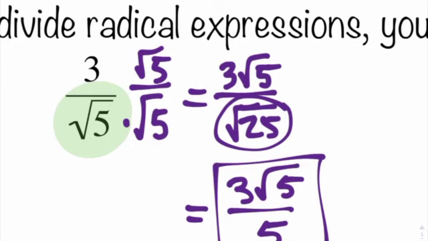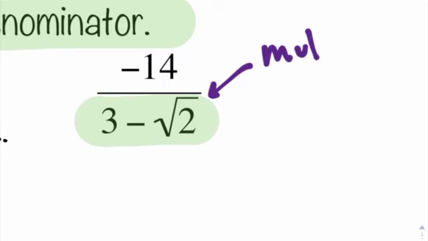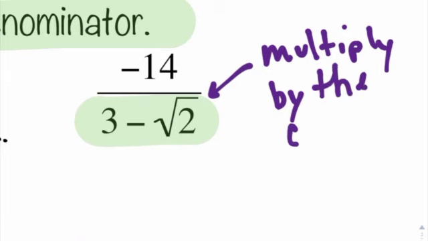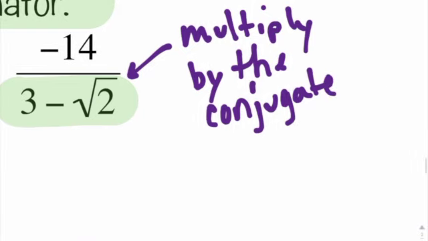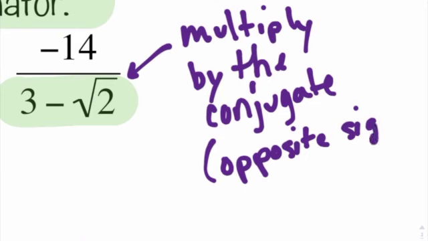When you have multiple things in the denominator, like with the radical, the way to get rid of the radical in the denominator is to, what's called, and let's do it right here, multiply by the conjugate. Or, in parentheses, opposite sign of radical.